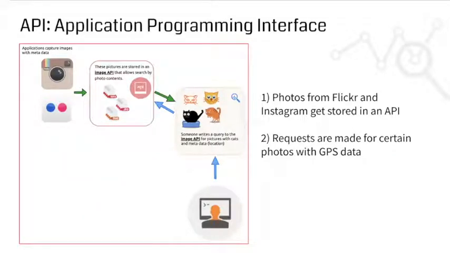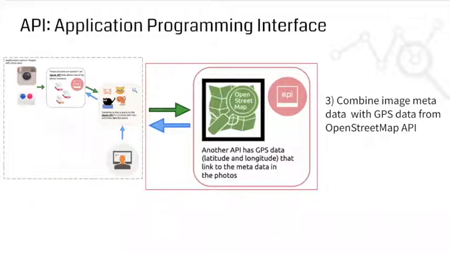Now, a user comes along and writes a query to that image API, and pulls out anything that has a certain attribute, like the picture looks like a cat, and the metadata, which is the location, which we just talked about. That information they then combine with another API, which has GPS data, which they can use with the EXIF to get a latitude and longitude, which is what they need to put the picture of the cat onto a map.